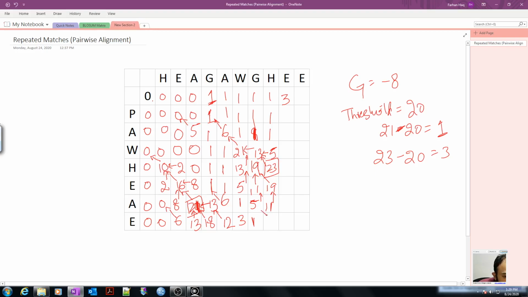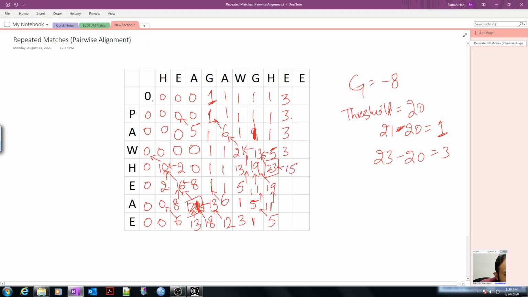5 plus 0, that is 5. So 5 is greater, so we will add 5 here. Now in the second last column, again, 3 is the minimum value. So we are moving from here. Now from 5, here this is E and W, that is 5. Now 23 and H, so the maximum value is 15 here.